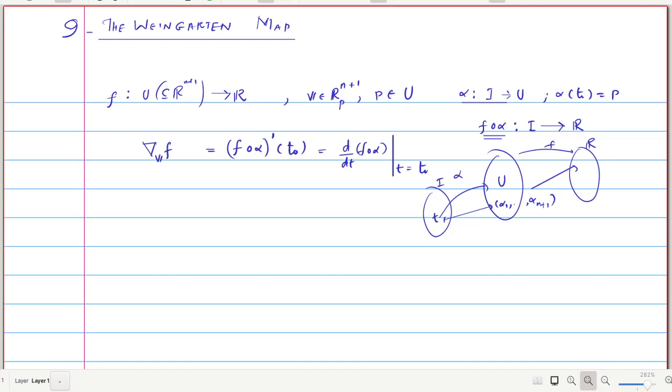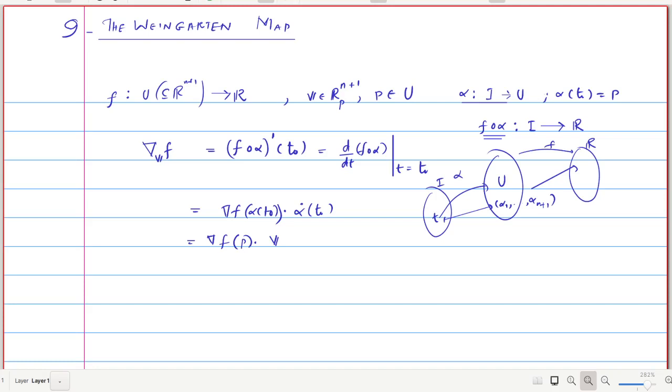In order to use the chain rule, as we have already discussed in the lemma in chapter 2 or 3, we can write this derivative of f composition alpha as del f of alpha of t naught dot alpha dot of t naught. But we know that alpha of t naught is p, and alpha dot of t naught is equal to v. So this is del f of p dot v.